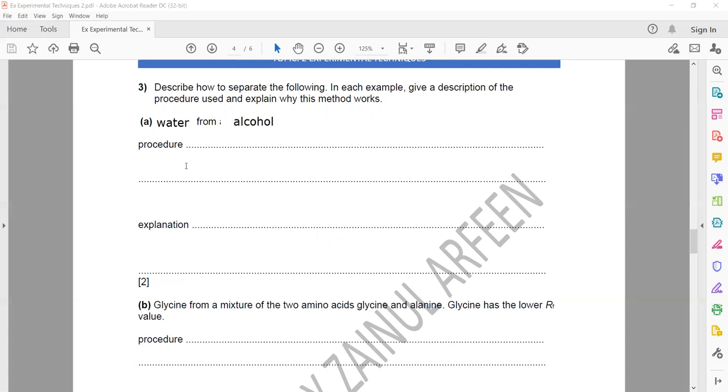So if you want to separate water from alcohol, again the technique which we will use is fractional distillation. Because the two are miscible substances with different boiling points. So when two miscible substances have different boiling points, we always use fractional distillation.